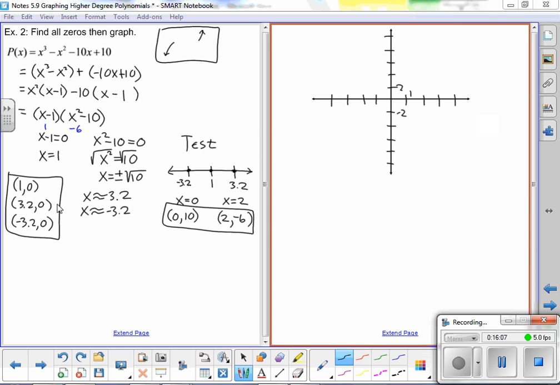I'm going to plot these. So 1, 0. So I'll plot my x-intercepts first. 1, 0, 3.2, 0. That's 1, 2, 3.2 is 3 and a little bit. And then negative 3.2, 1, 2, 3 and a little bit. Just a rough sketch. And then 0, 10. 0, 10's at the top. And then 2, negative 6. 2, 4, 6. It's right there.